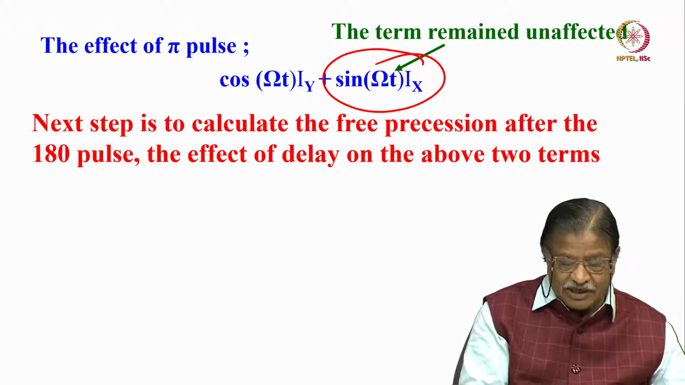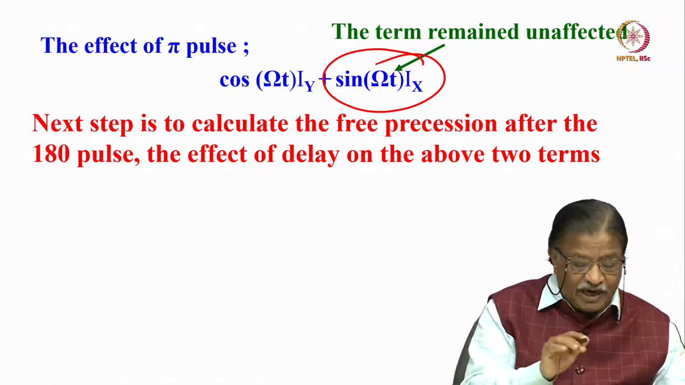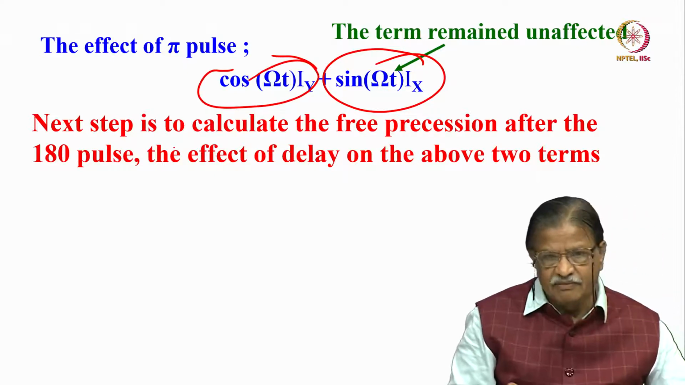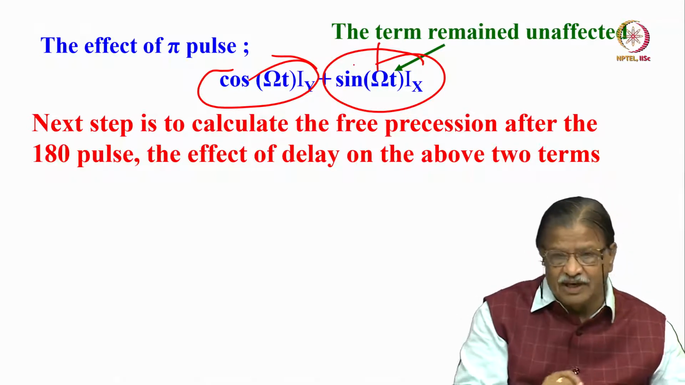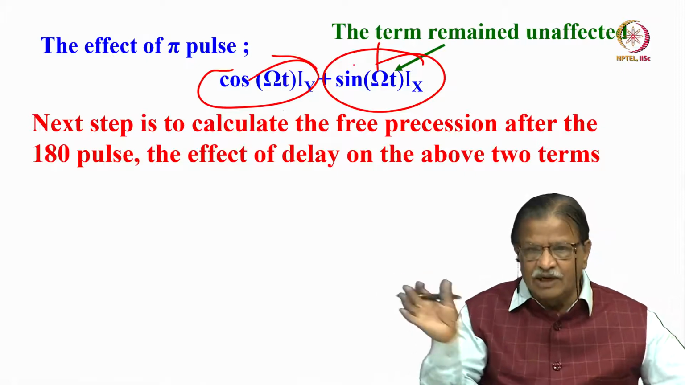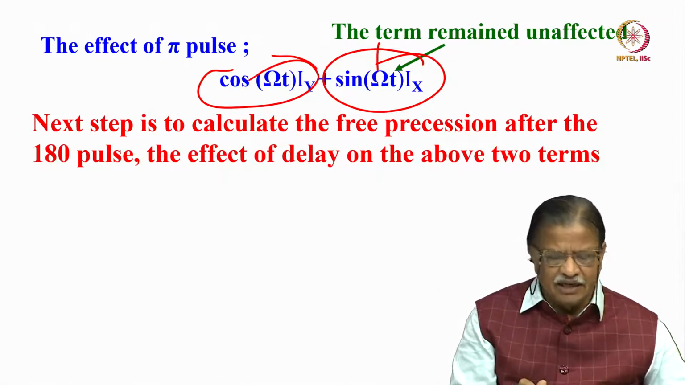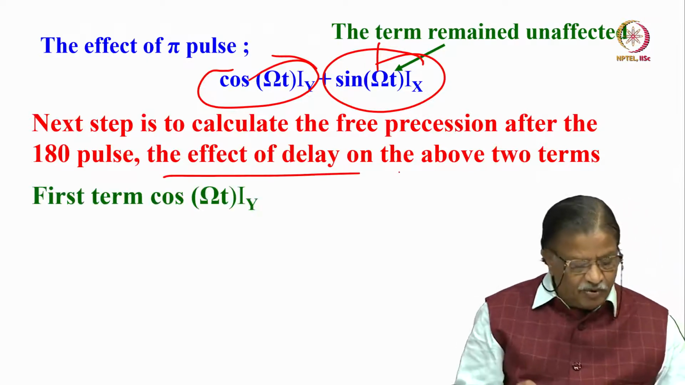Okay. Next step is to calculate the free precession after the 180 pulse. This is what we got with the 180 pulse. Now this term unaffected we considered because you can't ignore that. Now the total precession during the free precession, you have to consider both the terms.